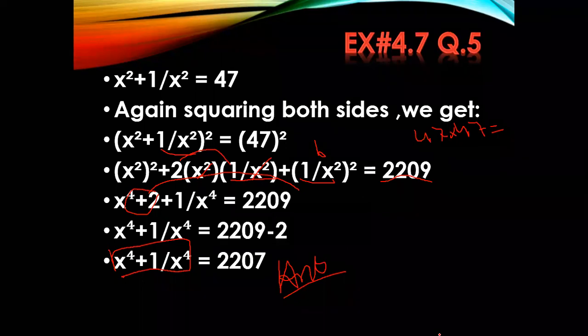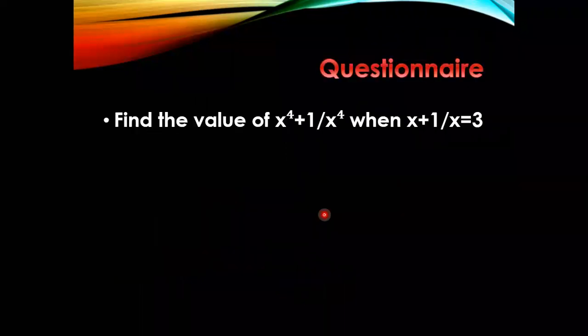Okay, now move on to the questionnaire. I have only one question for all of you, and you have to solve it step by step. Find the value of x4 plus 1 upon x4 when x plus 1 upon x is equals to 3. First of all, please tell me the value of x square plus 1 upon x square. पहले तो आप मुझे इसकी वैल्यू बताइए, what it will be equals to. Then we will take the square of the next one. Which formula we are going to apply here? Please solve it in your copy and please give me the answer. I am waiting for your reply.